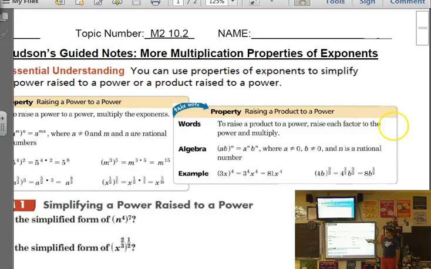And then a product being raised to a power essentially applies your distributive property. Because this actually multiplies, this really is like the distributive property, distributing the multiplication to the exponential values.